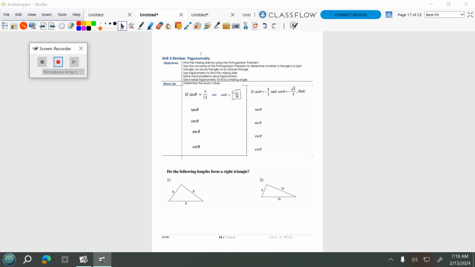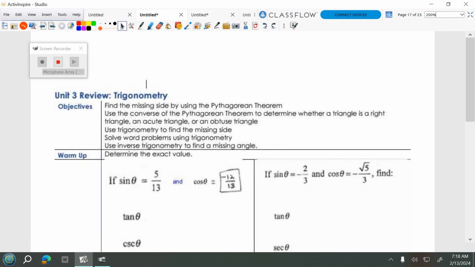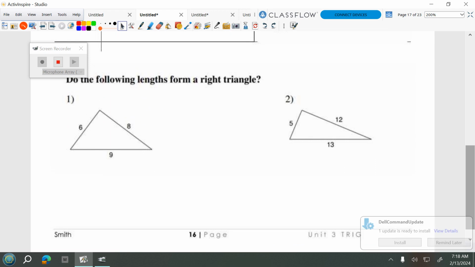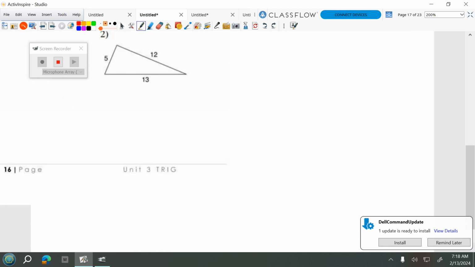It's trigonometric review here. So we're gonna skip this part and go down here. This first question asks us to do the following. Do the following lengths form a right triangle? What we want to do is test whether or not the longest side squared is equivalent to the sum of the squares of the two shorter sides. So let's go back up.